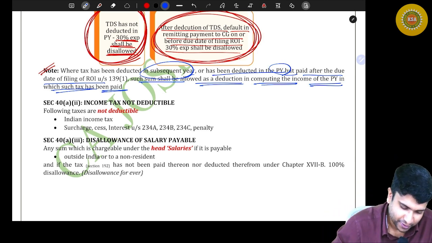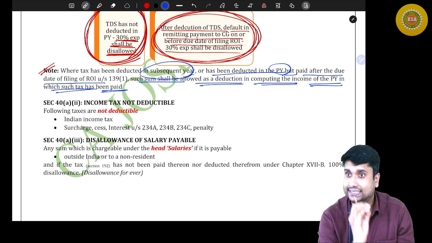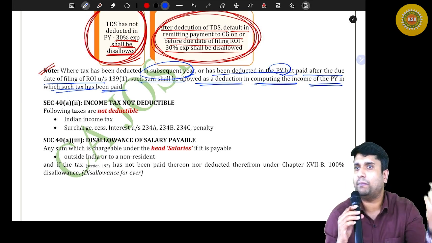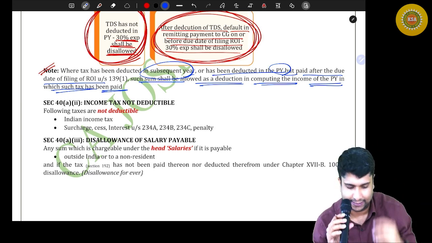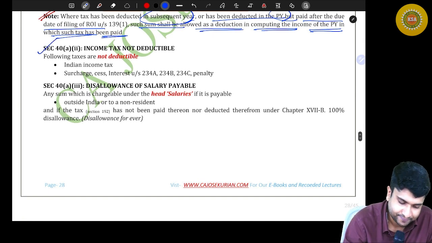Very good. Moving on, friends. This was the disallowance for TDS, that is, tax deducted at source, depending on the payee being NR or resident. Moving on to the next one. Can you read the second disallowance heading?